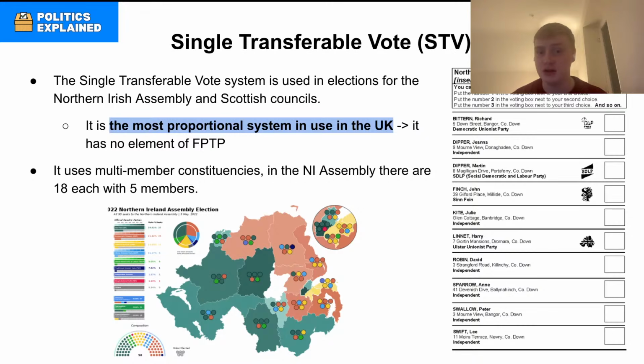So it has no element of first past the post. Effectively, there are no single member constituencies. Instead, it uses multi-member constituencies. So in the Northern Ireland Assembly, there are 18, each with 5 members. And this is an example of the ballot paper here.